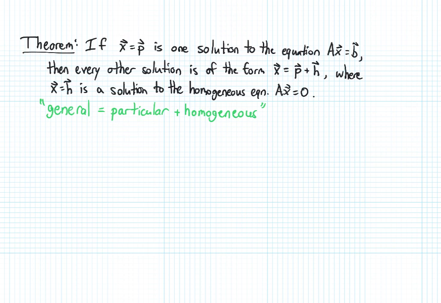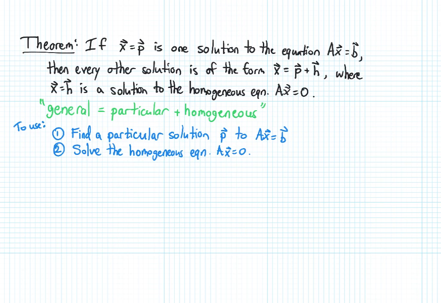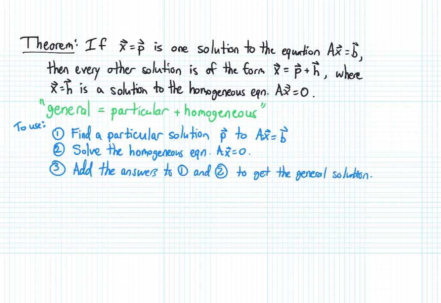So if you were to implement this theorem in terms of solving the equation Ax equals b, this is what you would do. The first thing you do is find a particular solution p. The second thing you would do is solve the homogeneous equation Ax equals 0. And then finally, you would add the answers to 1 and 2 to get the general solution to Ax equals b.